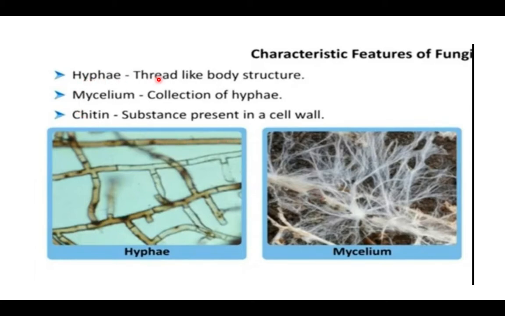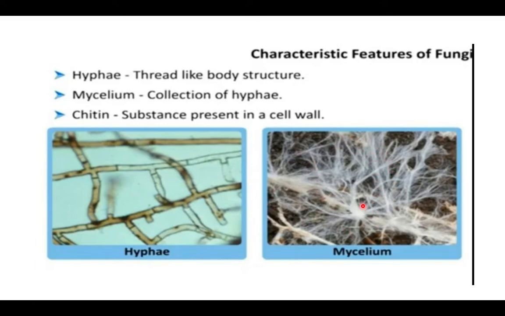This fungi has got thread-like body structure. Can you see a thread-like body structure, which we say it as hyphae or hypha. Okay, so single thread-like structure is called as hypha, and many threads you can see here. Many threads are overlapped each other, that is collection of hyphae is called as mycelium. So single thread is hypha and collection of many threads is called as what?